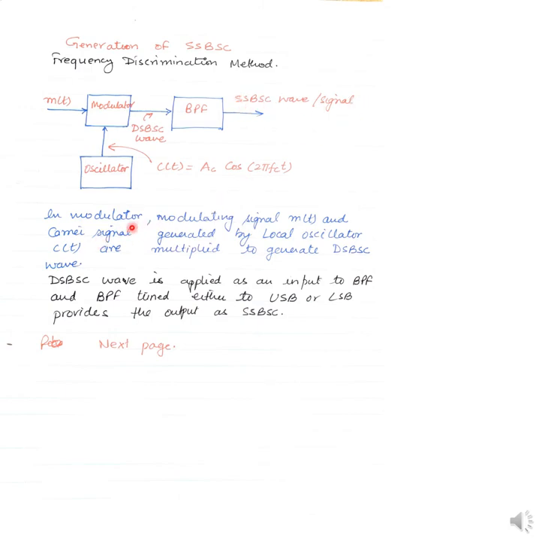As I explained, in the modulator, the modulating signal m(t) and the carrier signal c(t) generated by the local oscillator are multiplied to generate the DSB-SC wave, which is then passed through the band pass filter, and the BPF tuned either to USB or LSB provides the output as SSB-SC.